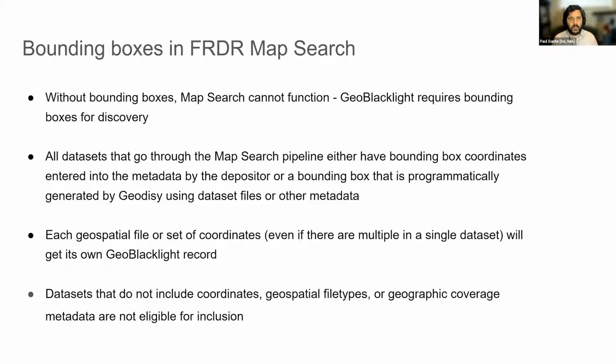So, bounding boxes in FRDR Map Search. Without bounding boxes, the map search can't function because GeoBlacklight actually requires a bounding box for every record in order for it to be searched. As a result, all data sets that are searchable on the map search have a bounding box that was either entered as a bounding box in the metadata itself, or there's a geospatial file, or additionally, one thing that sets us apart from other geospatial searches is the fact that you can have place names in the metadata, and we can generate bounding boxes from those as well.